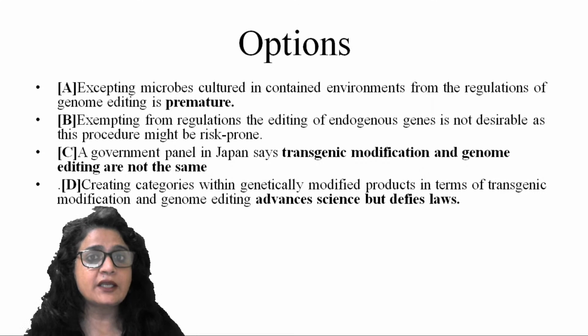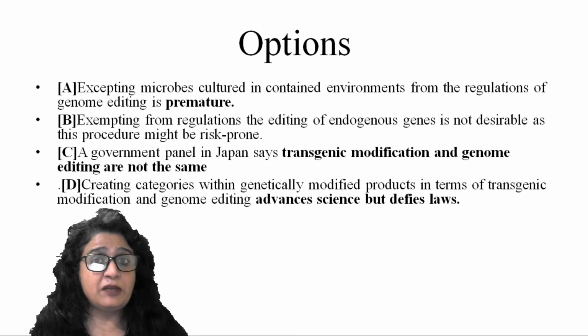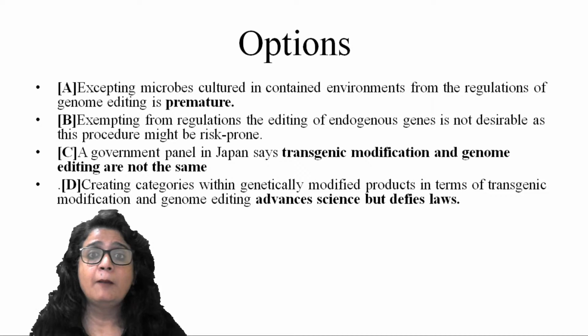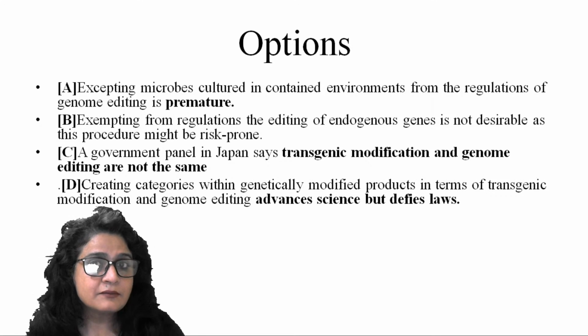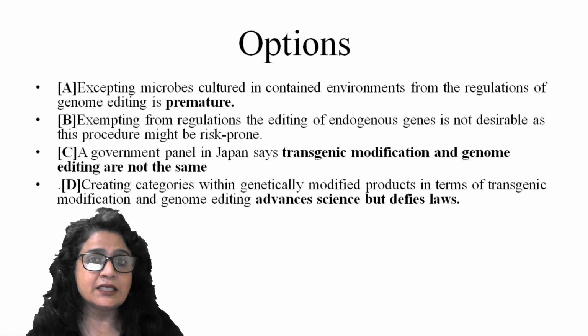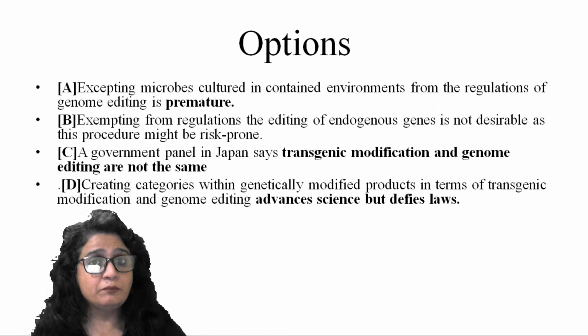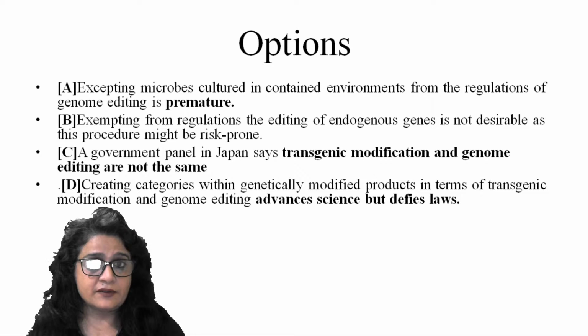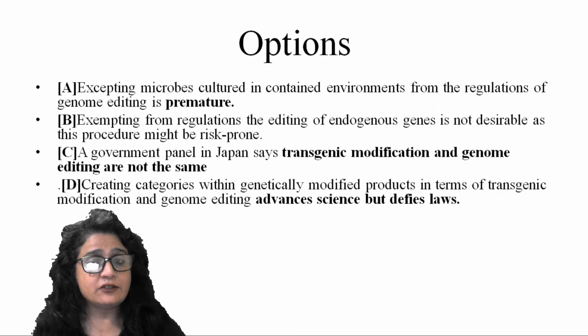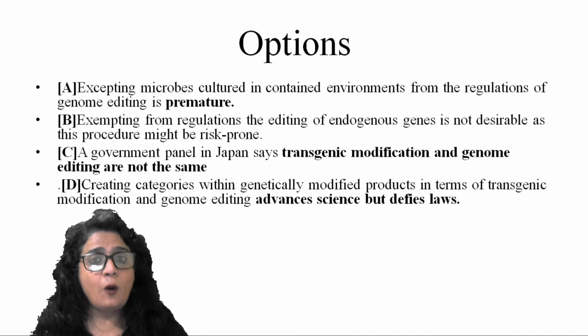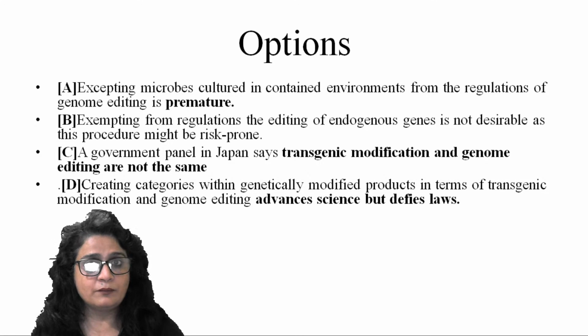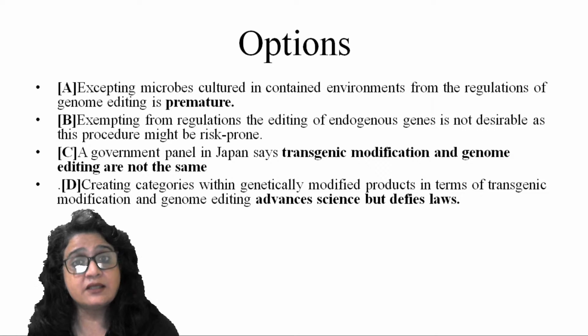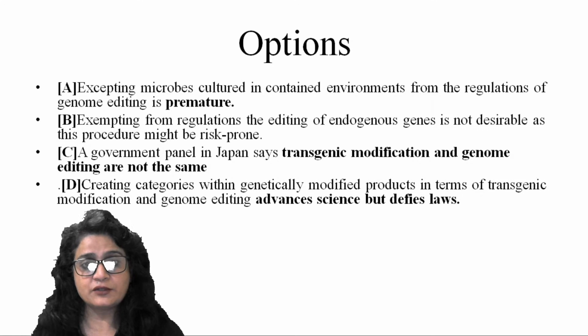Author does not say it's premature. Premature means it is acceptable, but after a few years. That is not the intent of the author here. Premature means author would accept it after a few years. That is not the intent of the author. Author says all modification should be controlled by this law. There should not be any exception to gene modification.